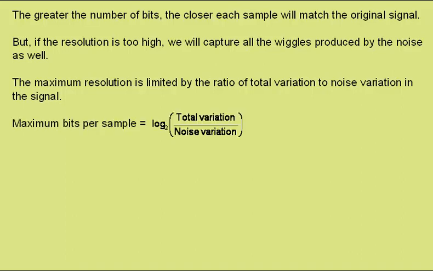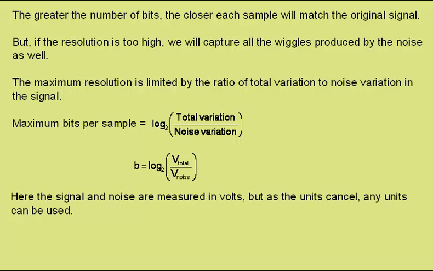The maximum bits per sample is given by the log to base 2 of the total variation over the noise variation, or B, maximum bits per sample, is equal to log to base 2 of the total voltage over the voltage of the noise. Here the signal and noise are measured in volts, but as the units will cancel, any units can be used. Note both these equations are included on the datasheet.